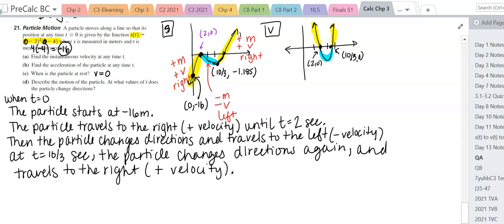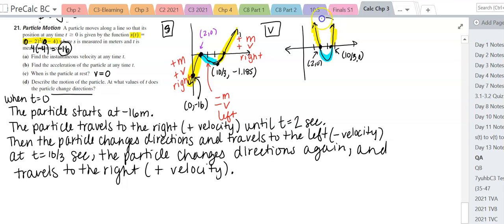Okay, notice I did explicitly say where the particle changes directions. I actually use that terminology. It's changing directions at t equals 2 and at t equals 10⁻³ seconds. And notice I did most of my interpreting actually from the position graph, not the velocity graph. But let's go over and look at the velocity graph real quick. But just to be clear, this is what you would need to have to describe the motion. You don't need anything else there.